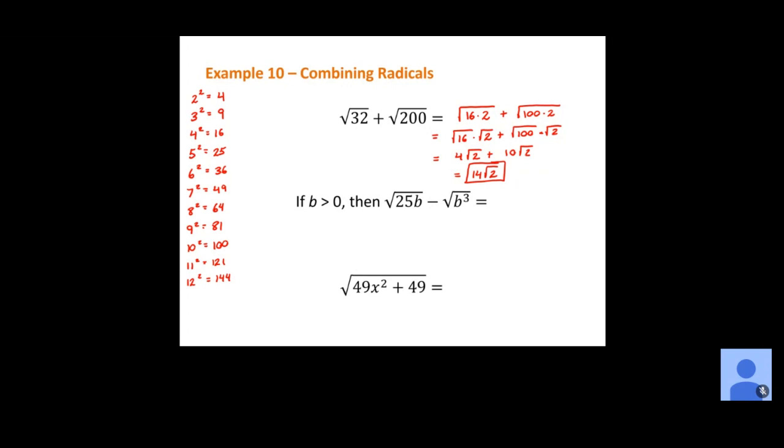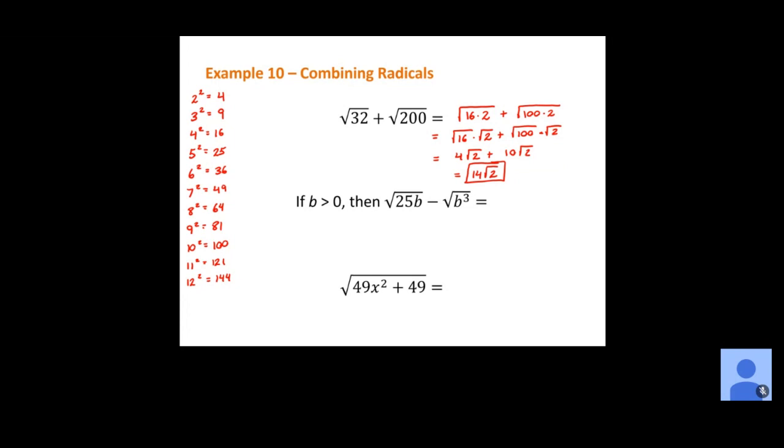Okay. So look at the next one. Okay, so they tell us here that b is greater than 0. That's just to make sure that we have a positive value inside our square root here. So we have 25b inside the first square root, and we have b cubed inside the next one. So what could we do in this case to simplify this so that we could actually maybe combine them? Okay, so what are we going to split that b into? B squared times b. Good.